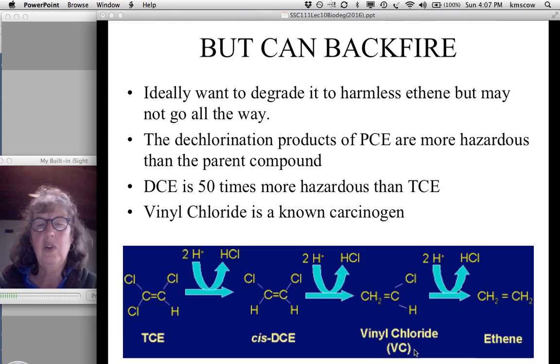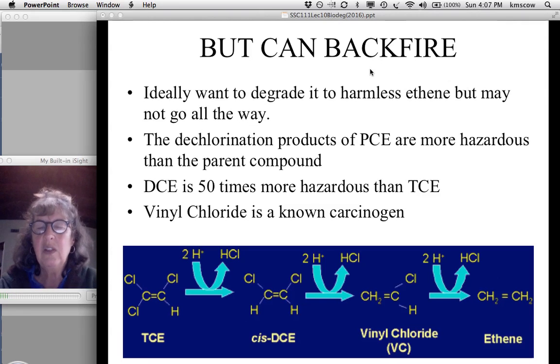Another chlorine goes off as it takes an electron, and then, uh-oh, you got vinyl chloride. Well, that's creepy, but hopefully it keeps going, and with some organisms it does, and another chlorine will go off, and then you end up having a very simple ethene molecule that's not chlorinated, that's really, really readily degradable. The problem is you can't always count on it happening.